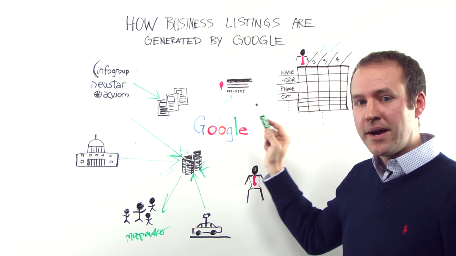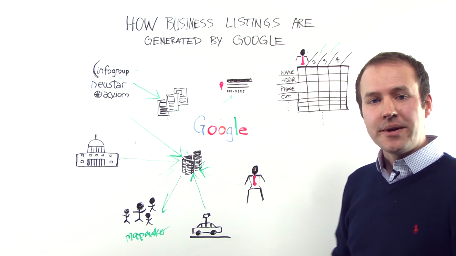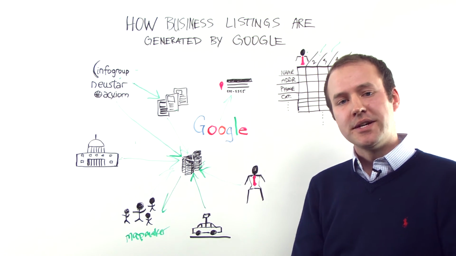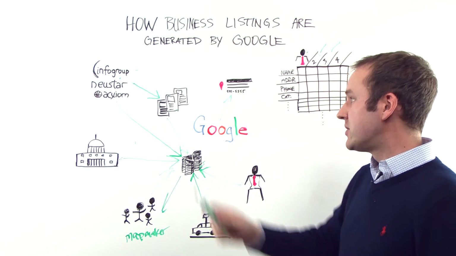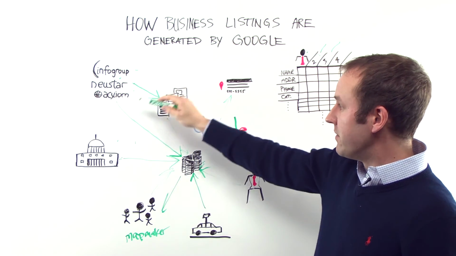So it's really important, if you're a business owner having trouble with Google publishing bad information about your business, that you can't just go into the Google Places dashboard or the Google Plus dashboard and fix this information. You really need to go to all of these different sources.